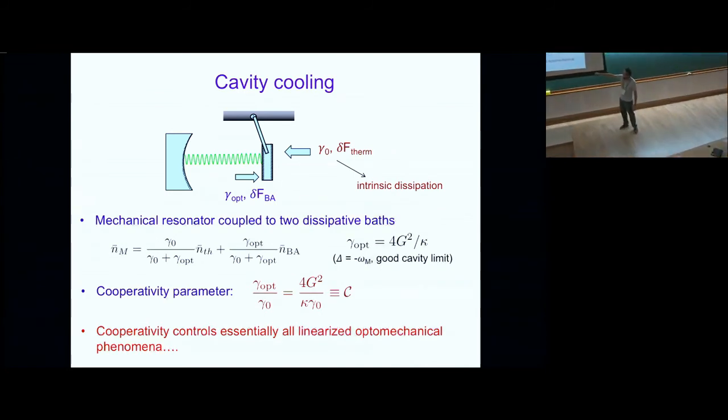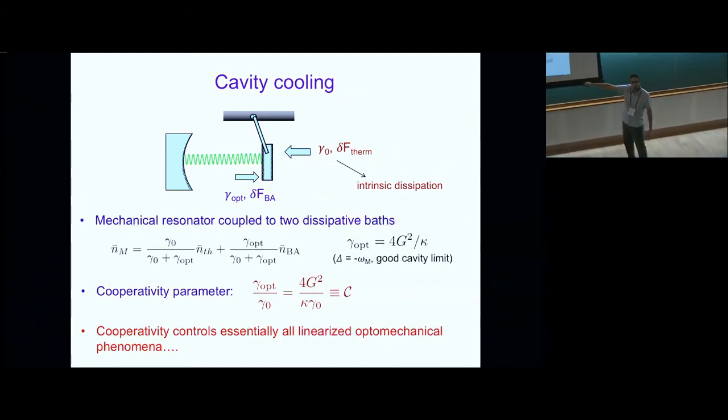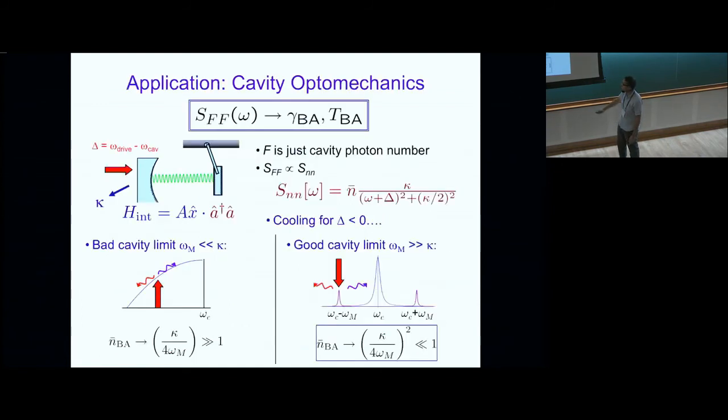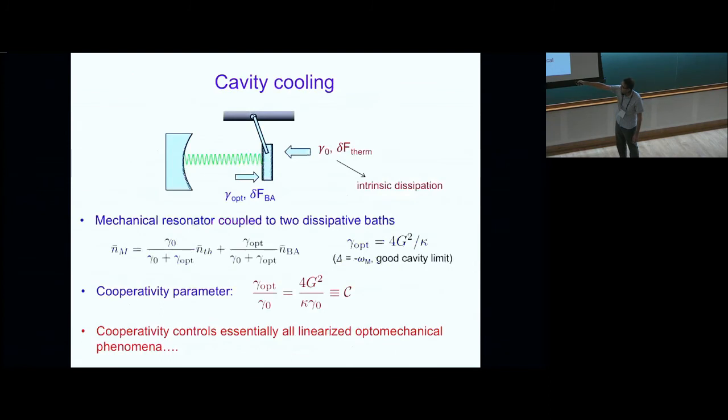At the end of the day, what is the thermal occupancy of the mechanical resonator as a number of quanta? It's basically a weighted average of the effective temperature of the cavity. Here I've called that n bar BA, for the backaction temperature if you want. It's this small quantity here. And then the first term here is the weighted contribution of just these intrinsic thermal fluctuations of the mechanics.